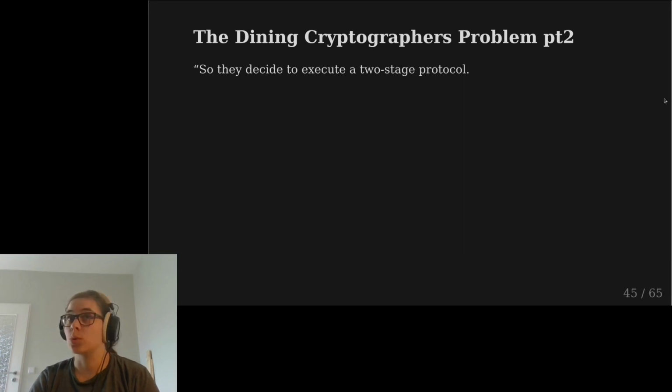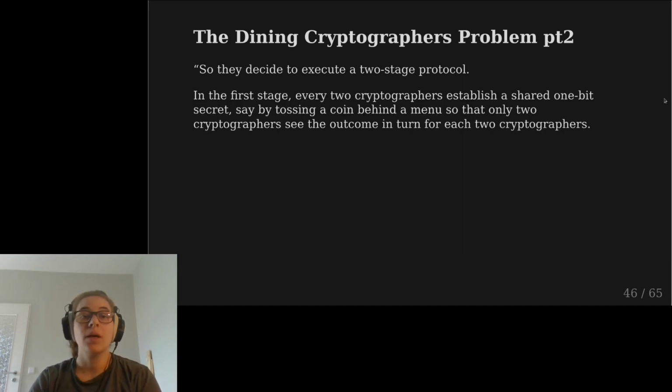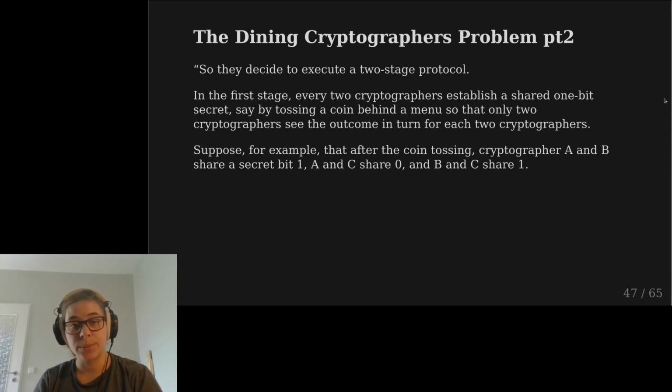You decide to execute a 2-stage protocol. In the first stage, every 2 cryptographers establish a shared one-bit secret, say by tossing a coin behind a menu so that only the 2 cryptographers see the outcome. Suppose, for example, that after the coin tossing, cryptographers A and B share secret bit 1, A and C share secret bit 0, and B and C share secret bit 1 as well.